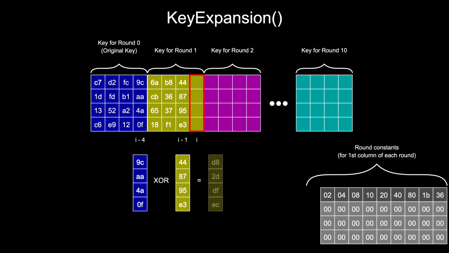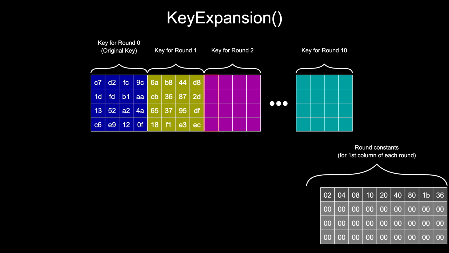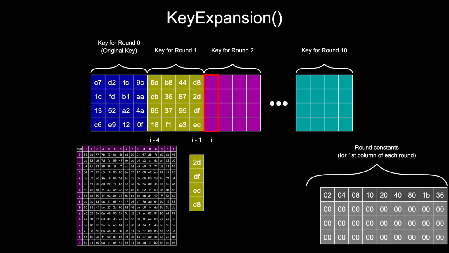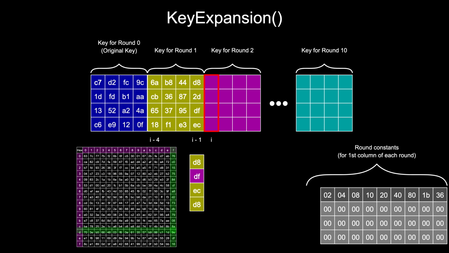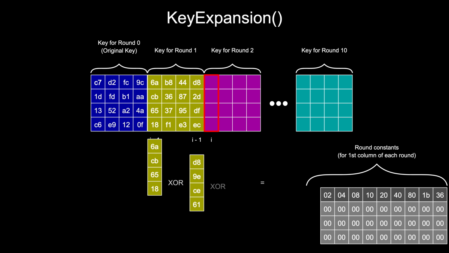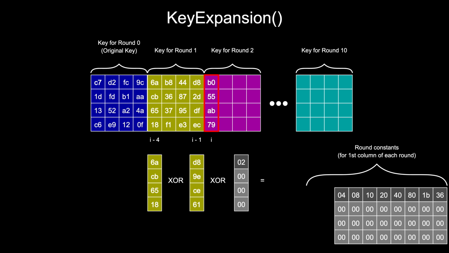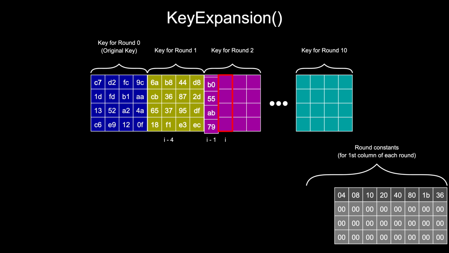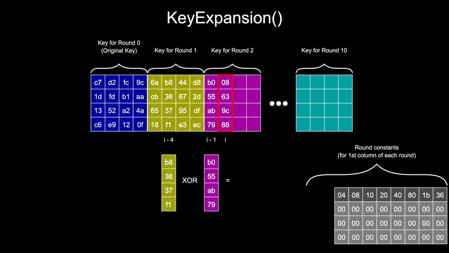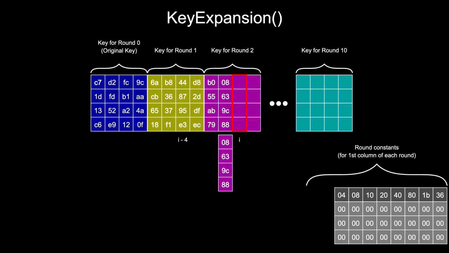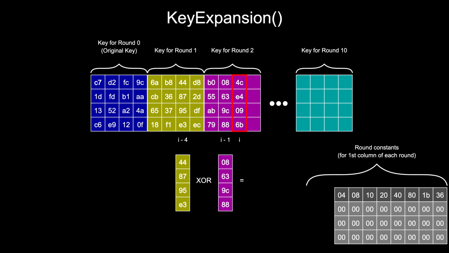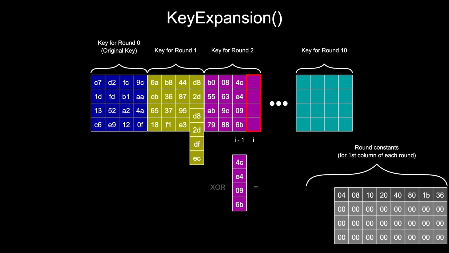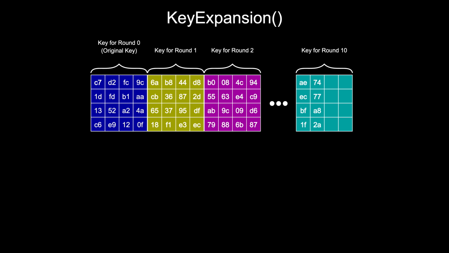The process is more complex for the very first column of each round key. It takes the last column, rotates it by 1 byte, runs it through the same SubBytes substitution box, then XORs it with both a round constant and the column at i-4. For the second and all other columns in each round key, it's much simpler. You just XOR those 2 existing columns. This process is repeated 10 times. And then we're done with key expansion.